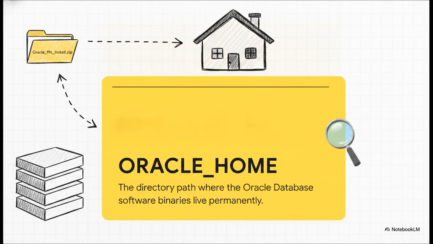The absolutely crucial point here is understanding Oracle_home. This is the literal house for our database engine. It's the specific directory path where the Oracle database software binaries are extracted and installed. But pay really close attention to this, because with Oracle 19c, there's a major change from previous versions. The zip file itself is the Oracle home.